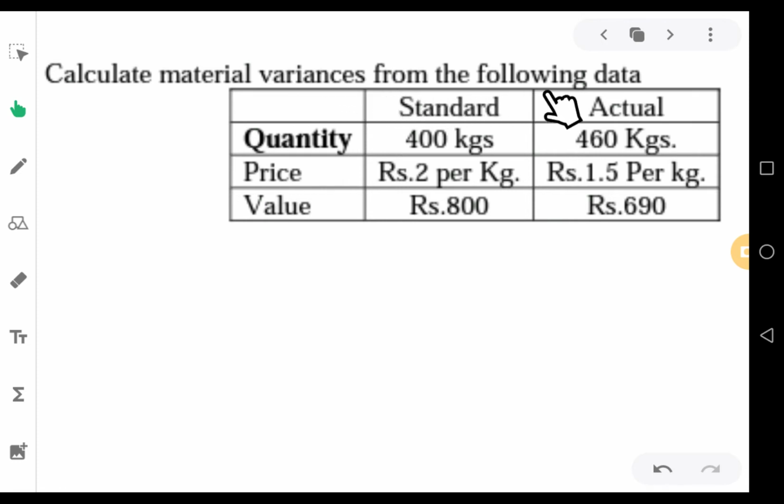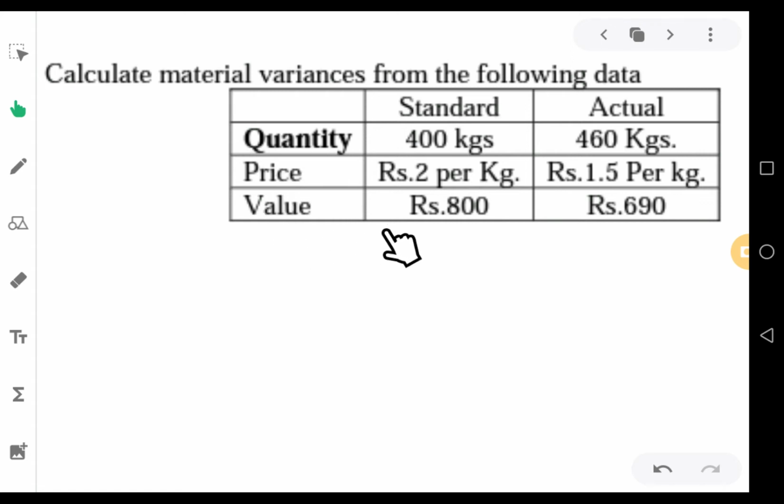Calculate material variances from the following data. They have given the information in the form of a table. Standard quantity, that is 400 kgs, is given, and the actual quantity of materials used is 460 kgs. So they have used more than the standard quantity. And the standard price per kg is 2 rupees, the actual price is 1.5. So the actual price is lesser than the standard price. Actual price is 1.5 per kg.